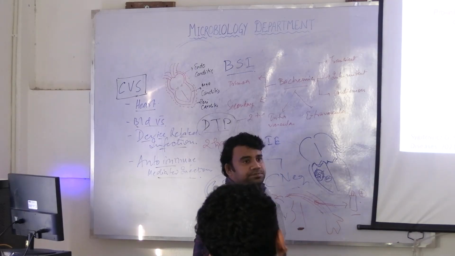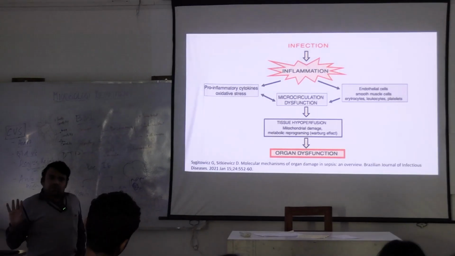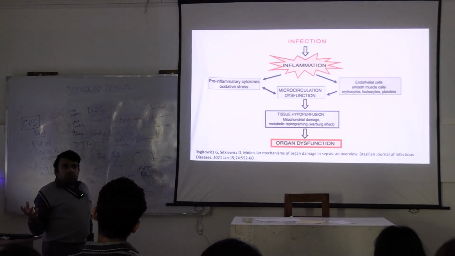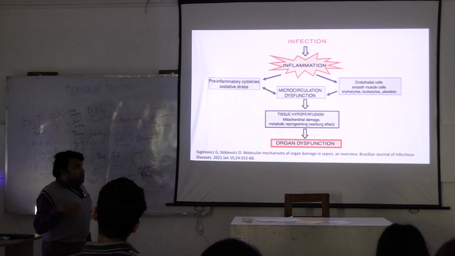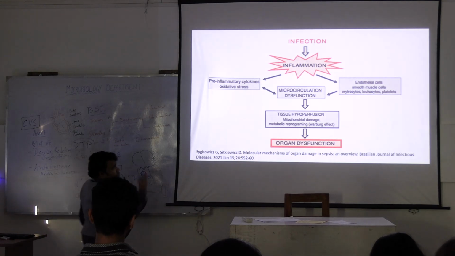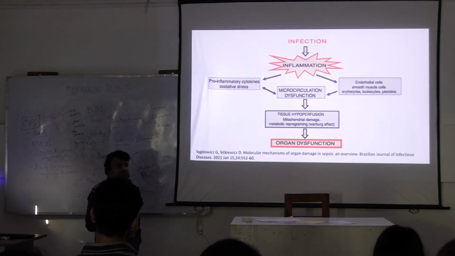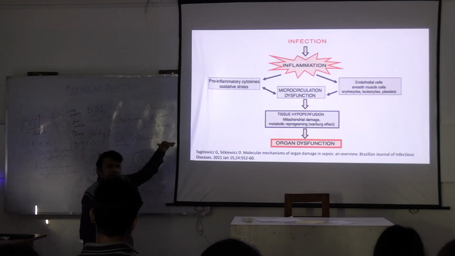Look at this picture. Any infection will cause inflammation in the body. Because of the inflammation, the body will try to contain the infection, and this inflammation results in production of cytokines. These cytokines will alter the homeostasis, alter the microcirculation, and damage endothelial cells. This is the normal mechanism.